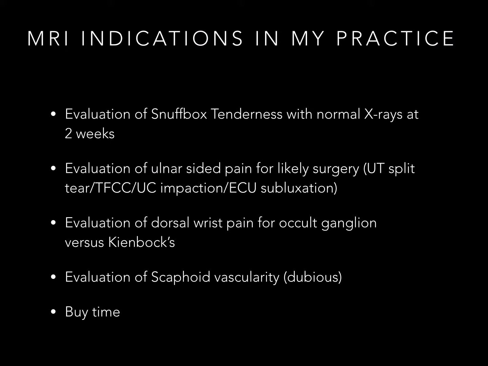I use it to evaluate for an occult ganglion or Keen box in the case of dorsal wrist pain. I use it to look at scaphoid vascularity and sometimes lunate vascularity, but this is dubious. There have been some good studies that shed doubt on the concept of using an MRI to look at vascularity of the bones in the carpus. And I often use it to buy time. If I'm not exactly sure what's going on, I need to think about it a little bit more, I send the patient for an MRI.